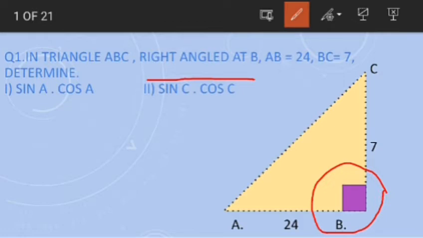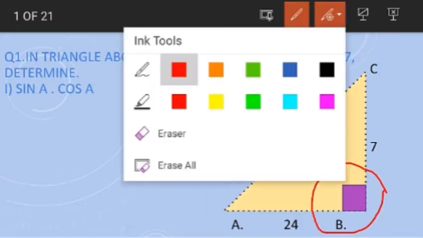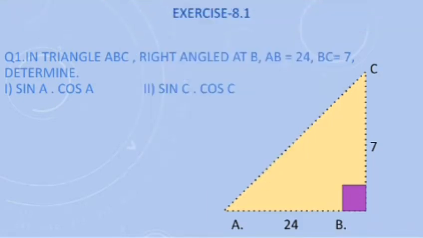Now class, moving further, since we are given the values of two sides, that is AB and BC, we have to calculate the sine of angle A and cos of angle A in the first part, and in the second part we have to calculate the sine of angle C and cos of angle C. So class, now moving further, first of all let us take what we are given.